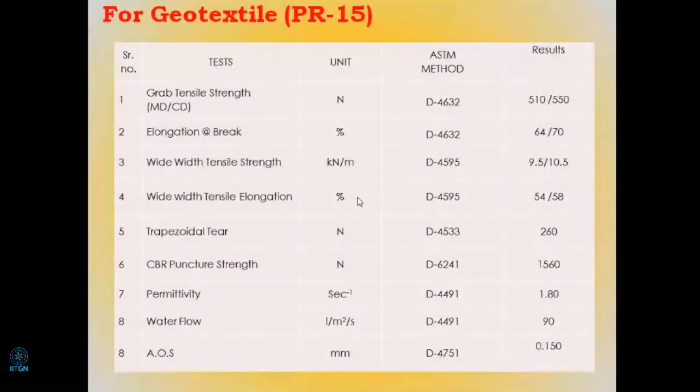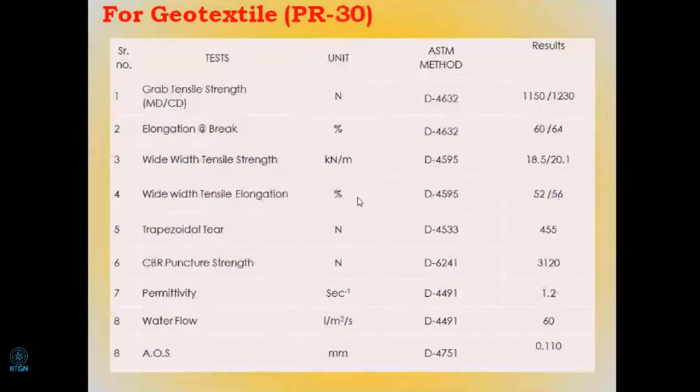If it doesn't suit, then we have to select a different variety of geotextile for a particular purpose in the field. This is a different PR30 grade geotextile having different results from the earlier one. This way the manufacturer shows the specification of the materials, based on which we can select a suitable material for a particular purpose in the field.